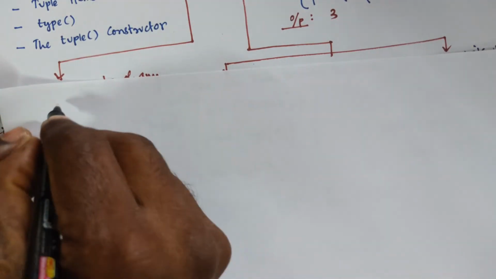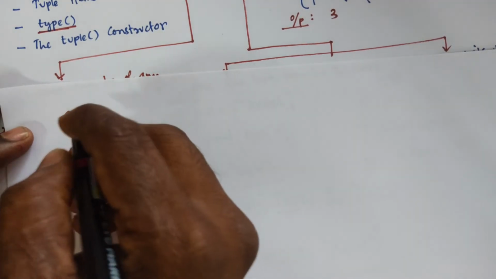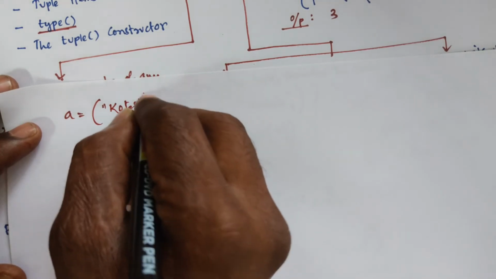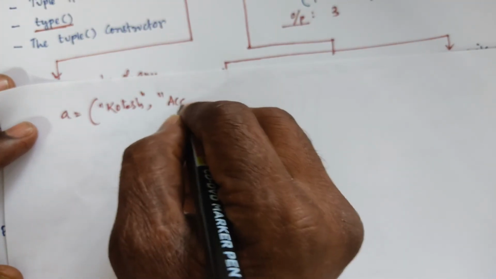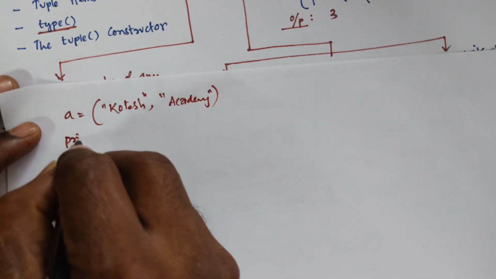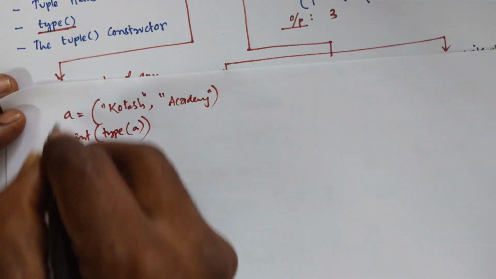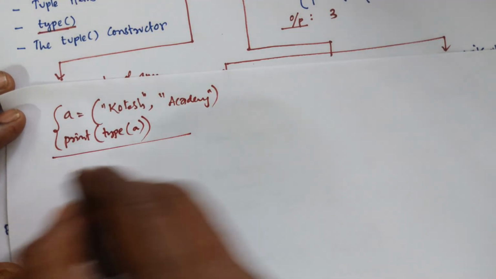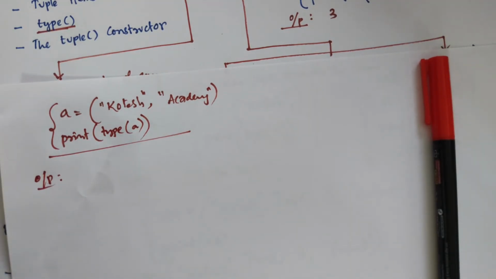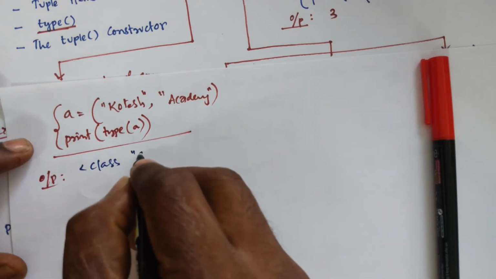And type function, this is the actual type. Simply, so far we discussed all the values, here you are taking quotation, academy, like that. If you write print of type of A, after execution of this you get the result: class string.